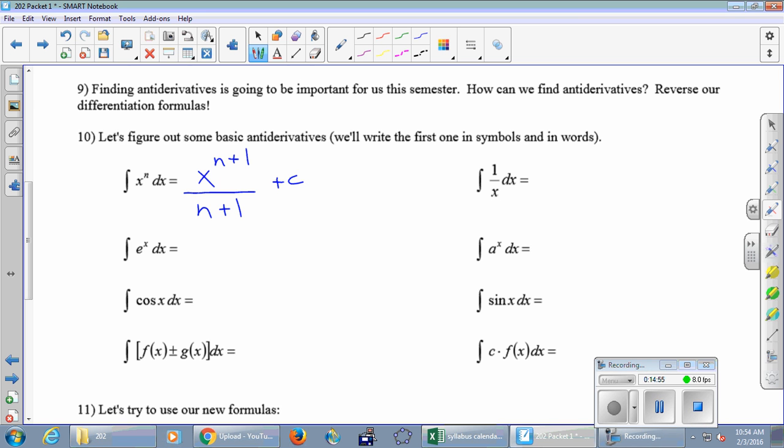And so we promised words here. So our basic antiderivative power rule: add 1 to the power and divide by the old power or the new power? The new power. You're not dividing by the original n, you're dividing by the thing after you have added 1. Divide by the new power.